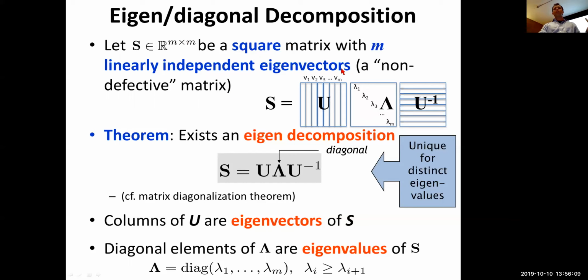If I have a non-defective matrix, then there exists an eigen decomposition that has all of the columns of U as the eigenvectors and all of the diagonal items as the eigenvalues. And this is just the inverse of U, not the transpose. Okay, everybody with me so far? Raise your hands if you're following.